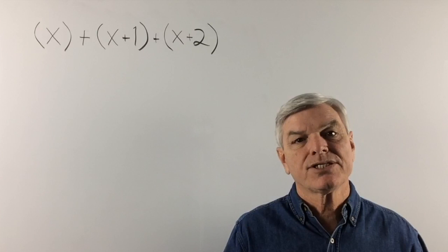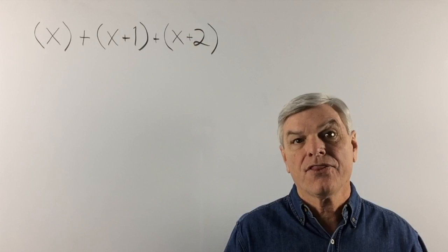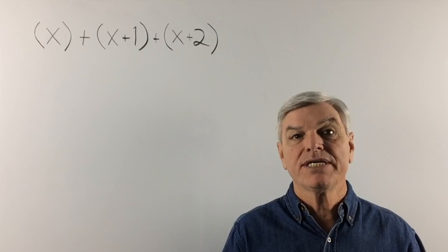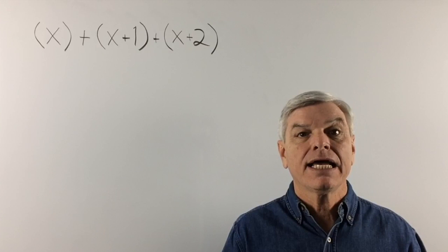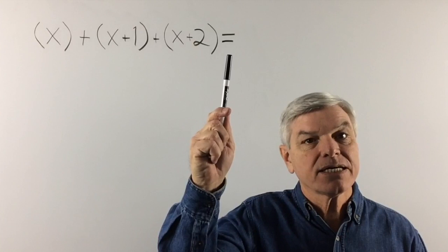And so you can see we start with x, add a 1 to the second, add a 2 to the third. And they said the sum of three consecutive integers, which means we're going to add the three integers together. And it is, equal sign, is means equal sign, 93.